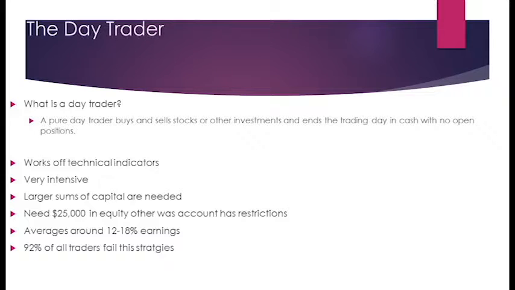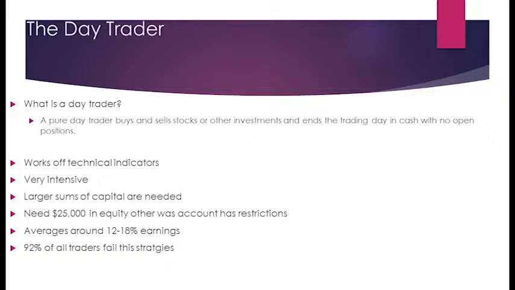92% of all traders fail this strategy. It is extremely hard. And of that 8% left, I think only 3% of them turn a big enough profit to do this full time. So only 3% of that 8%. Day trading is very difficult. It has a high reward though, a lot of financial freedom with it, a lot of money to be earned in this. But like I said, high risk, high reward.